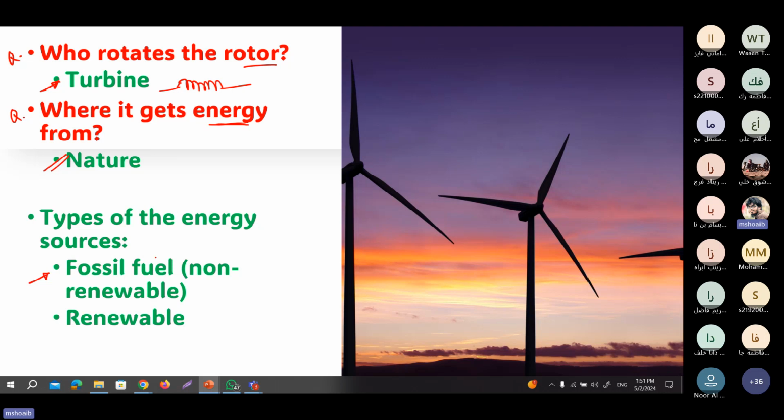The first one is the fossil fuels, which are available in fixed quantity in the world and are non-renewable. Once you use them, you cannot reuse them again, so we call them non-renewable. And some are renewable, which are present in the world in an unknown amount, and you can keep using them and they will not be finished until the end of the lifetime of this world.